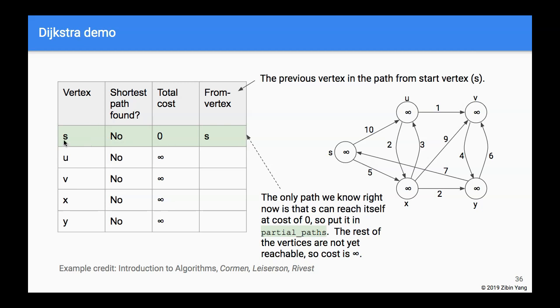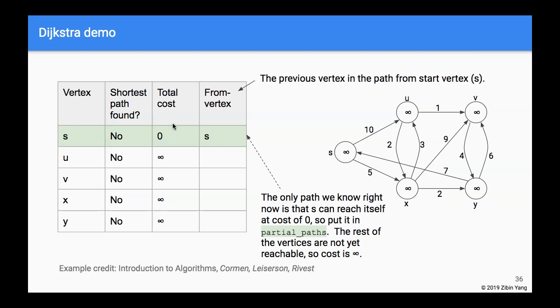So this is a table. Each row is a vertex, so we have 5 vertices. And for each vertex, we keep track of 3 pieces of information. The first one is, have we found the shortest path yet? And the second keeps track of the total cost of a path to this vertex from S.